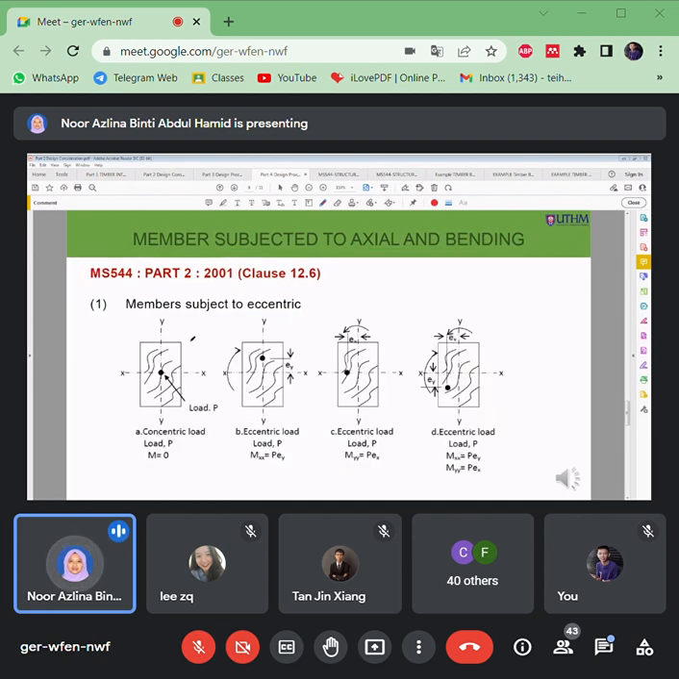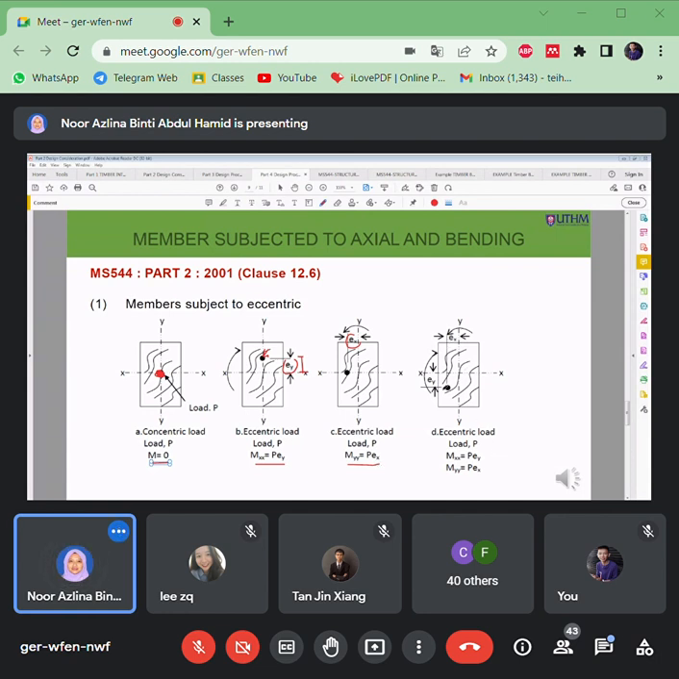For the loading, there are many types of loading, depending on how the load is applied to the column. If the load is applied exactly at the center of the cross section, then the moment is equal to 0. If there is an eccentricity EY, a distance from the center to the point load, the moment is equal to the load P multiplied by EY. Likewise in the x-axis direction, the moment is the load multiplied by the distance EX.